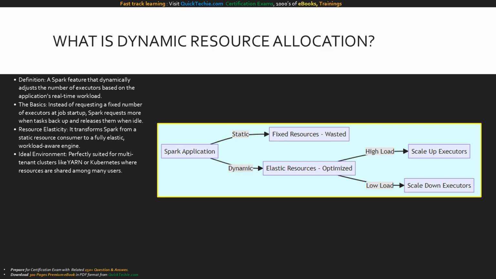Take a look at this diagram comparing static and dynamic approaches. On the top path, a static application locks in fixed resources, which inevitably leads to wasted capacity during idle periods. On the bottom path, we see the dynamic approach. The application monitors its own state. When it detects high load, it scales up the executors to process tasks in parallel. Conversely, when it detects low load, it scales down, returning those precious resources to the cluster. It's a simple, elegant loop of continuous optimization.